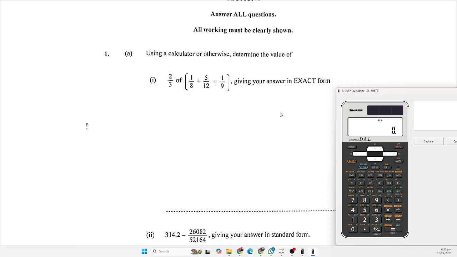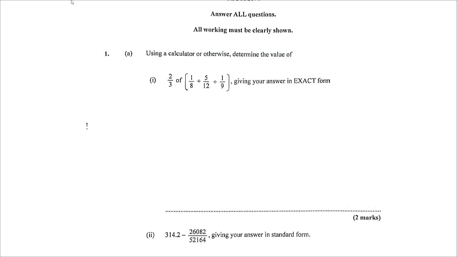What we need to recognize is that BODMAS tells us the order in which we do our operations. According to BODMAS, we would do the brackets first, and in your brackets you carry out BODMAS. So we do the brackets first, which is 1/8 plus 5/12 divided by 1/9. Is there any power of? No. Is there division? Yes. So you're going to be doing this part first, and then you're going to be adding.